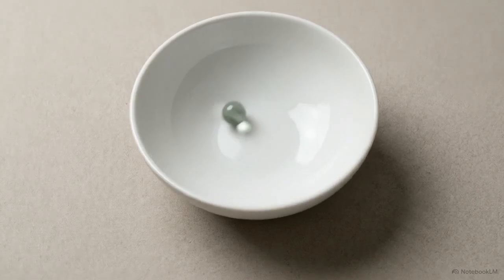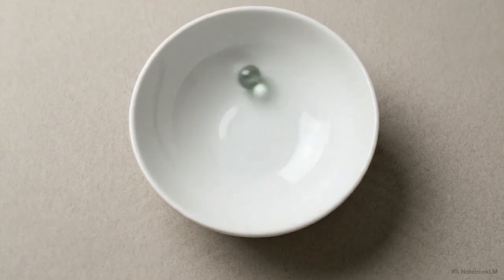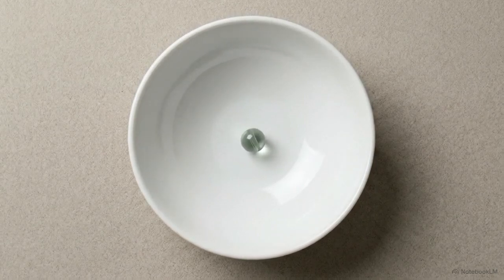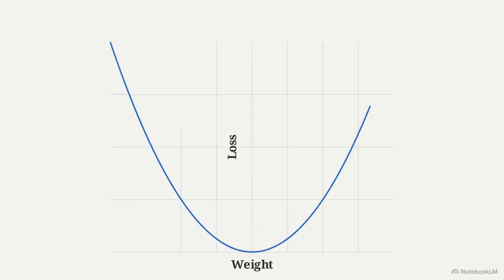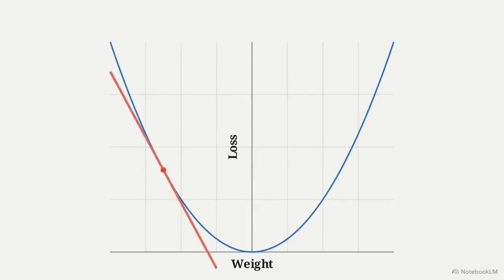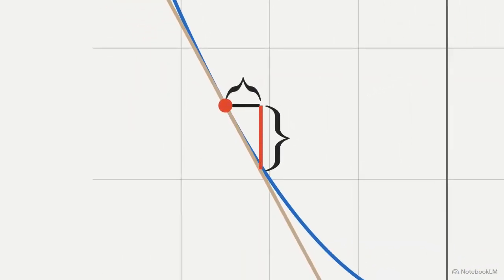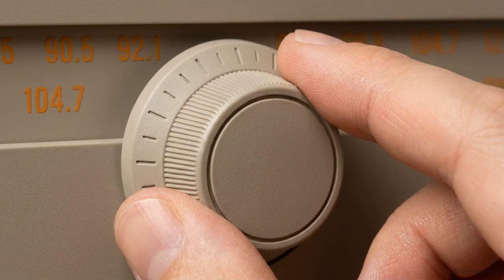Finding the lowest ground requires reading the local direction of the curve. Like a bead in a bowl, it must know which way is down. The derivative provides this local compass. It measures the sensitivity of the error, asking exactly how much the loss will change if a specific setting is moved a tiny amount. This is like adjusting a radio dial.